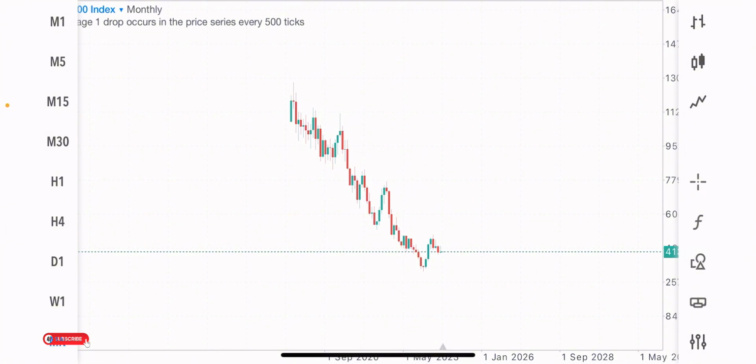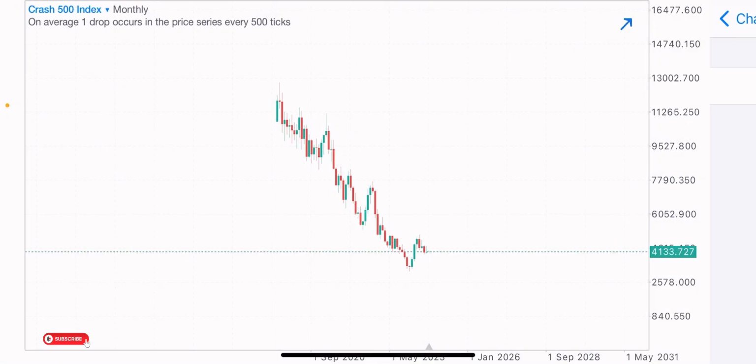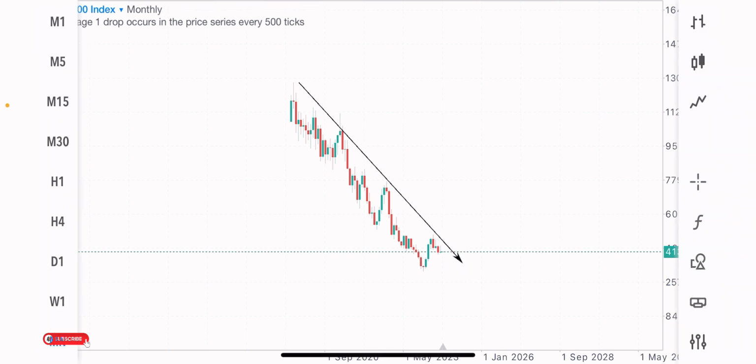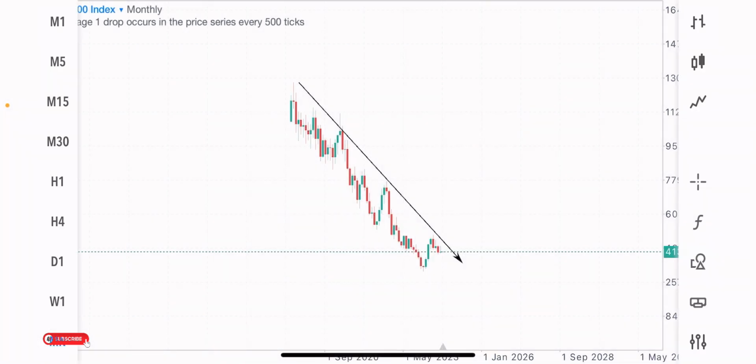So on the monthly time frame on Crash 500 index, we can see that the market is in a downtrend. This is the market direction, very much clear. This index is on a downtrend. So if you are asked the market trend, the market phase on Crash 500 index, you can tell that the market is in a bearish phase. The market is on a downtrend, creating lower highs and lower lows formation.